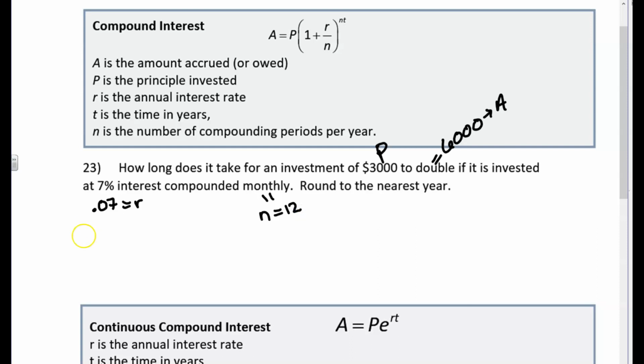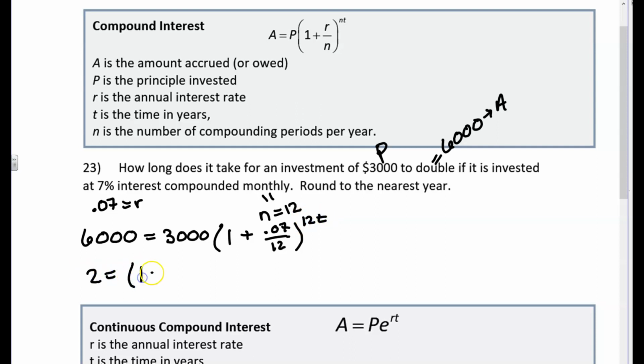So we plug in. We get 6,000 equals 3,000 times 1 plus the rate, 0.07, over 12, to the 12t. Now I'm going to divide both sides by the 3,000 to get 2 equals 1 plus 0.07 over 12 to the 12t. I need to get the t out of the exponent, so the way to do that is to take the log of both sides, or the natural log of both sides.